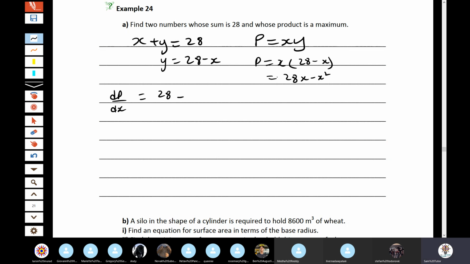So once you've got your 2 letters, P and X, you can differentiate. We're starting to get the pattern of that. You just want your 2 letters. 28 take away 2x equals 0, x equals 14.